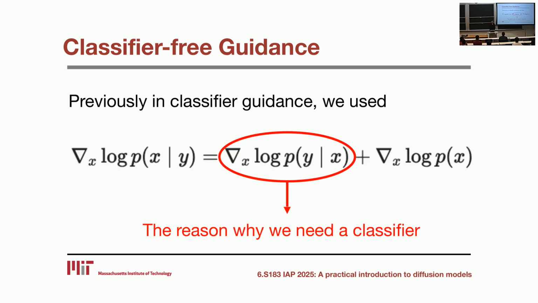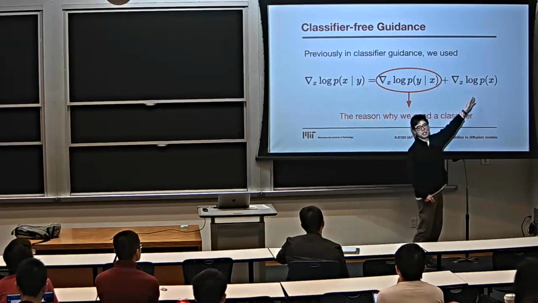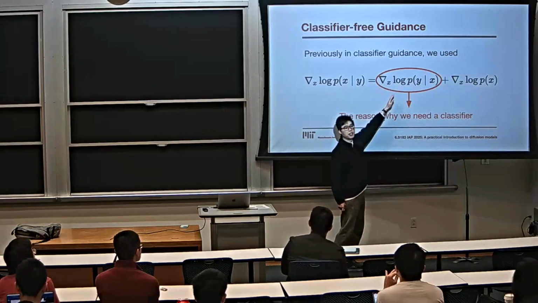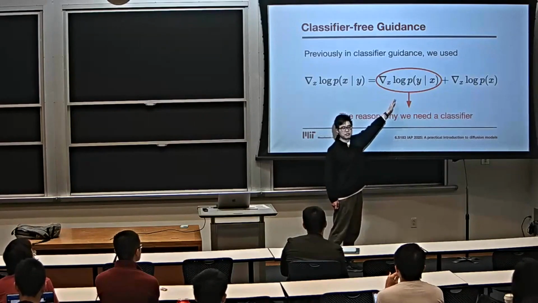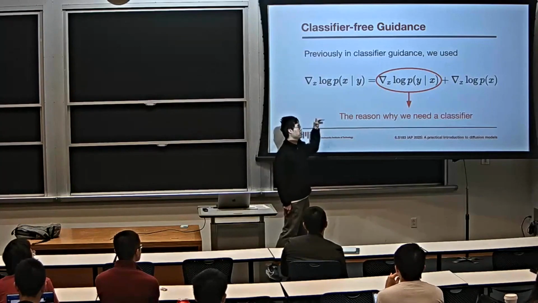Okay, previously in classifier guidance, we used this formula. That is, the gradient of the log probability of the conditional distribution can be decomposed into this term plus that term. So this is a familiar unconditional distribution score. This is your classifier gradient. This is the reason why we need a classifier.